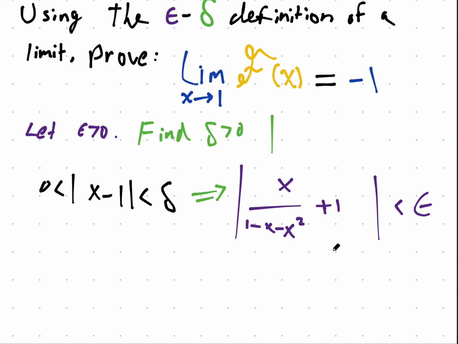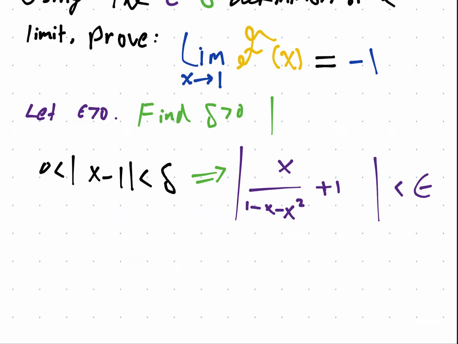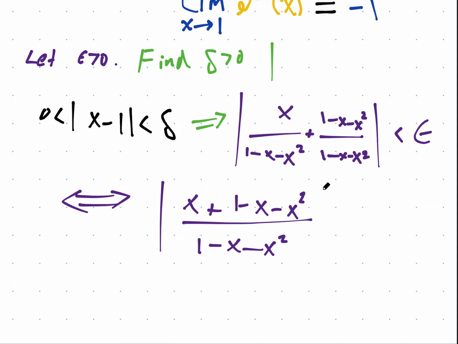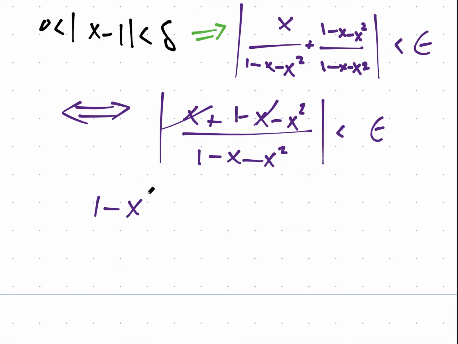And now we're going to find the lowest common denominator. Because we have a plus 1 here, we really don't have an issue with that. We can just rewrite that as the fraction 1 minus x squared over 1 minus x squared. And now we can further characterize this as x plus 1 minus x squared all together under 1 minus x squared, and that is going to be less than epsilon. Now these x's, of course, cross out, and you get the absolute value of 1 minus x squared over 1 minus x squared is less than epsilon.